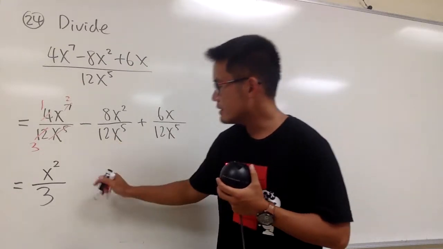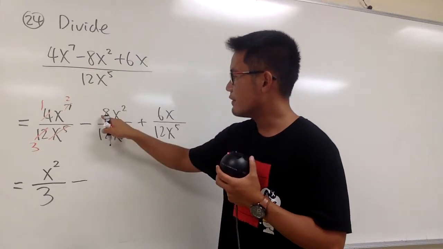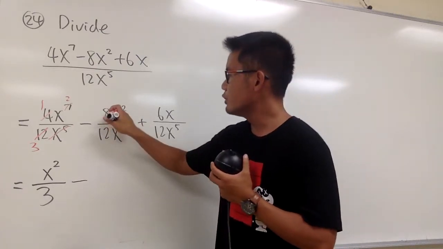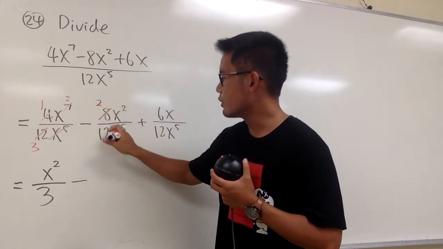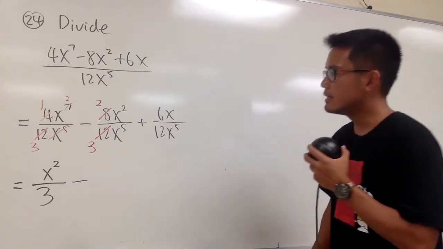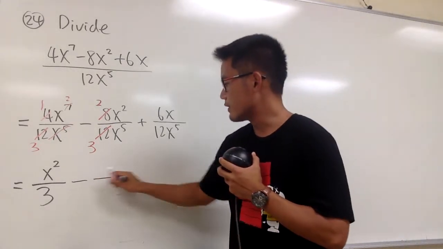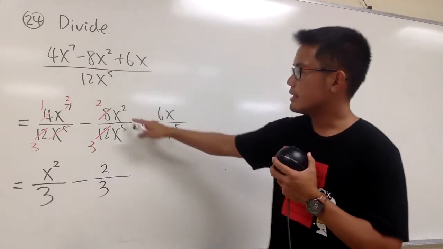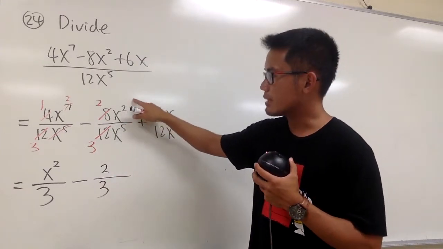Next, we have the minus. Let me just bring that down. And then we have 8 over 12. We can use 4 to reduce. 4 goes into 8 2 times, and 4 goes into 12 3 times. And let's see. Let's just write this down first. We have the 2 on the top and then the 3 on the bottom. And in this case, we have x to the 2nd power.